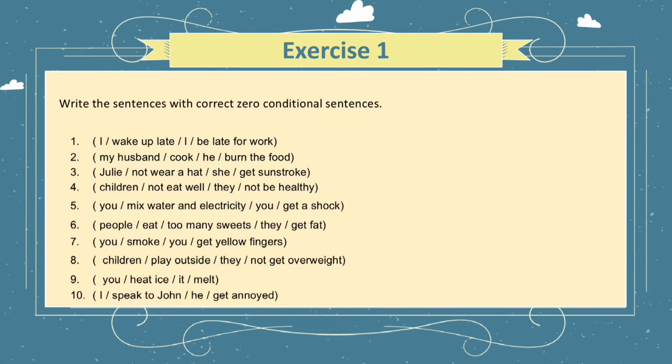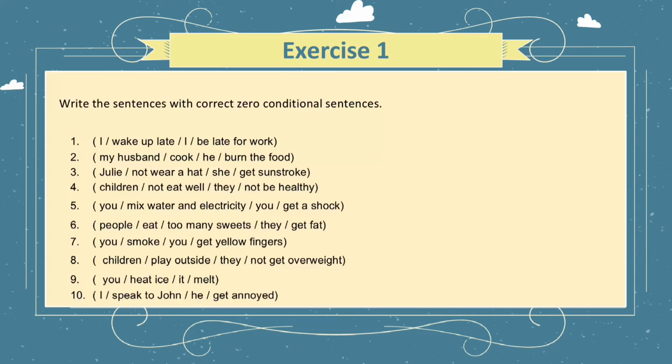Exercise 1. Write the sentences with correct zero conditional sentences. Number 1. I wake up late. I be late for work. So, the correct zero conditional sentence is: if I wake up late, I am late for work. Number 2. My husband cook, he burn the food. If my husband cooks, he burns the food.